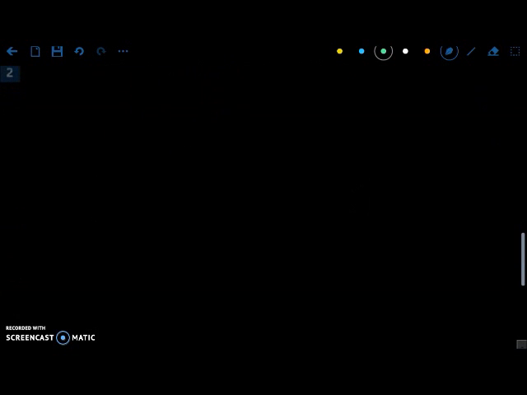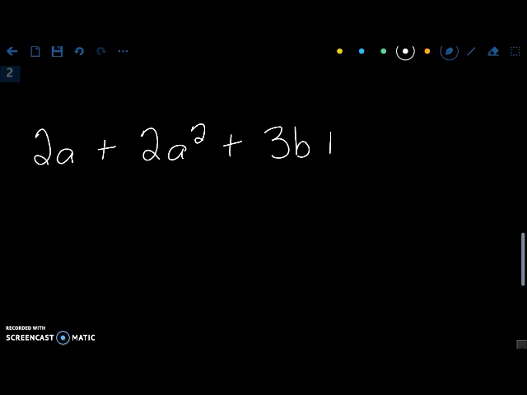So let's look at this one. For example, let's say I have 2a + 2a² + 3b + 5a + 3a². All right, well, now we've got some different things going on here. We've got apples and bananas, but then we also have something else going on here. We have what's called an a squared term.